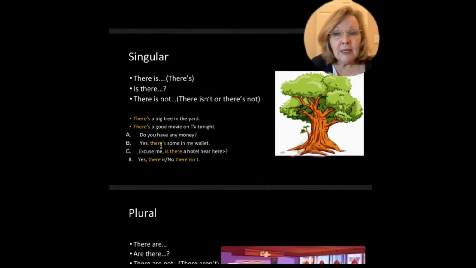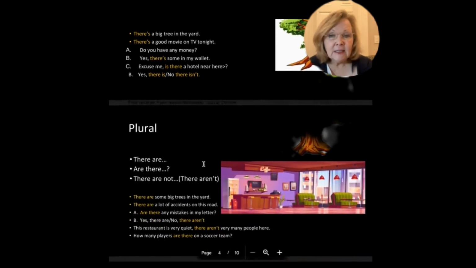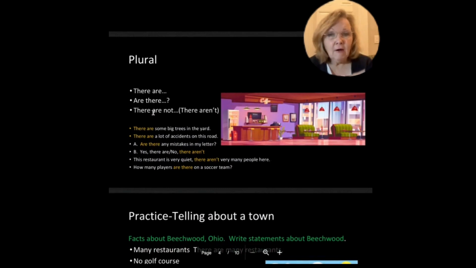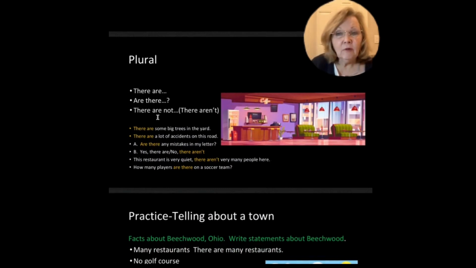Do you have any money? Yes, there's some in my wallet. Excuse me, is there a hotel near here? No, there isn't. When you're doing it in plural form, we use there are. There are, question form is are there? And there are not or there aren't.